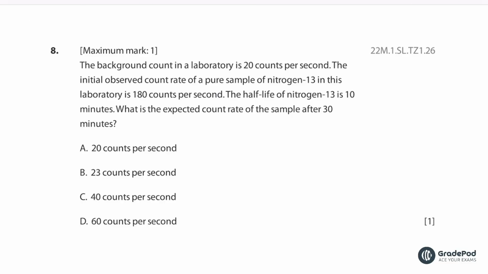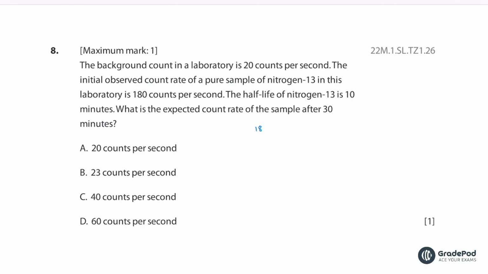Question 8. The background count in a laboratory is 20 counts per second. The initial observed count rate of a pure sample of nitrogen-13 in this laboratory is 180 counts per second. The half-life of nitrogen-13 is 10 minutes. What is the expected count rate of the sample after 30 minutes?